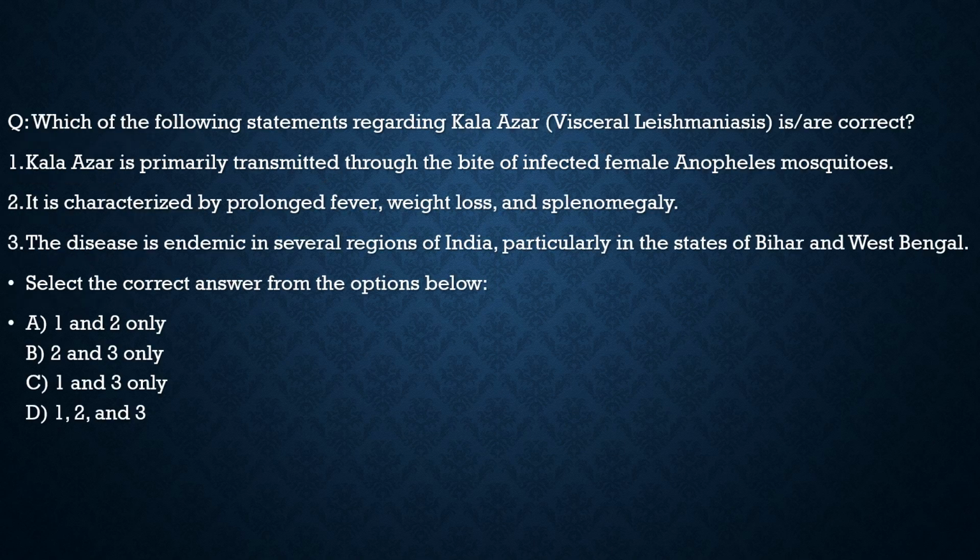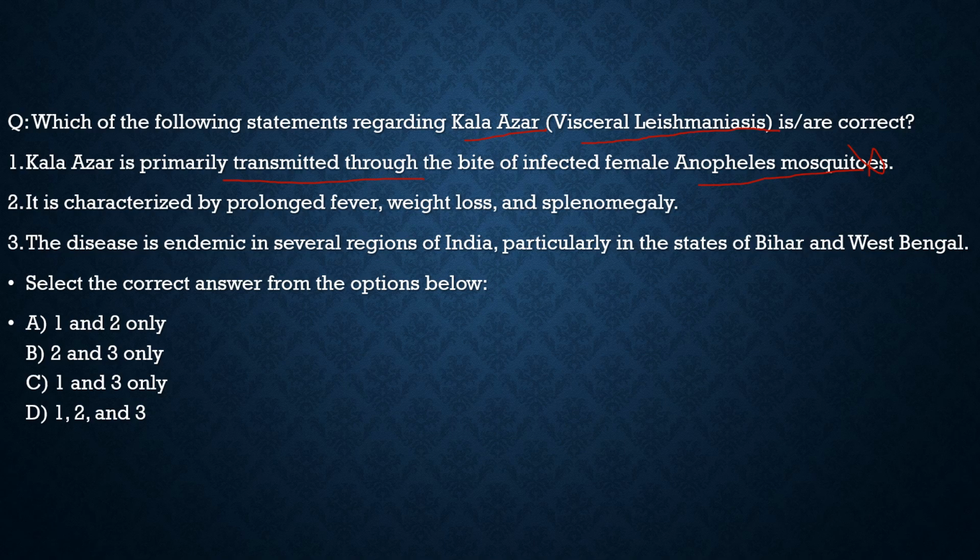It is based on Kala Azar. Let us see what the question says. Here the question says, which of the following statements regarding Kala Azar, which is also known as visceral leishmaniasis, are correct? First statement, Kala Azar is primarily transmitted through the bite of the infected female Anopheles mosquitoes. Totally incorrect. It is primarily transmitted through the bite of the infected female sand flies. So the first statement is incorrect.